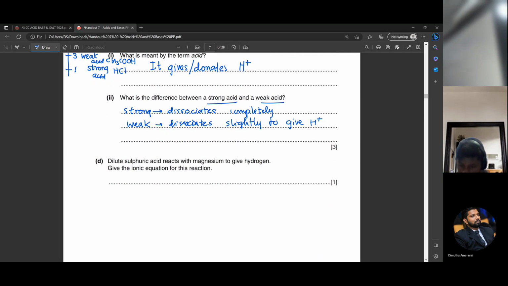We can derive it as well as we can write it in a shortcut. Let me show you how to derive. Magnesium is a solid, plus sulfuric acid is aqueous.